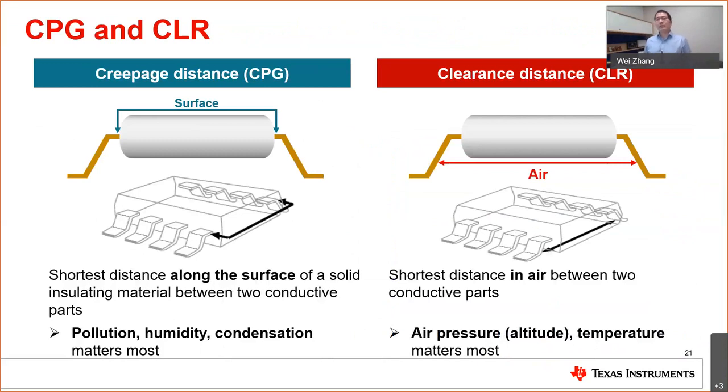So the next one is the creepage distance and the clearance distance. Creepage distance is along the surface, clearance distance is along the air. What I want to emphasize here is that when it comes to the surface, the pollution degree, the humidity, and the condensation matter. But when it's going through the air, for the clearance, the only thing that matters is air pressure. Are you sitting at sea level? Or are you sitting at sea level plus 5,000 meters? And the temperature also matters. So each distance is influenced by different parameters.